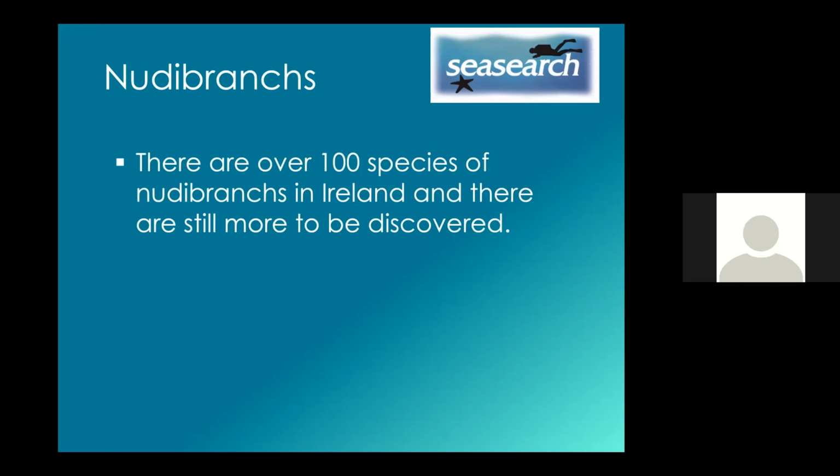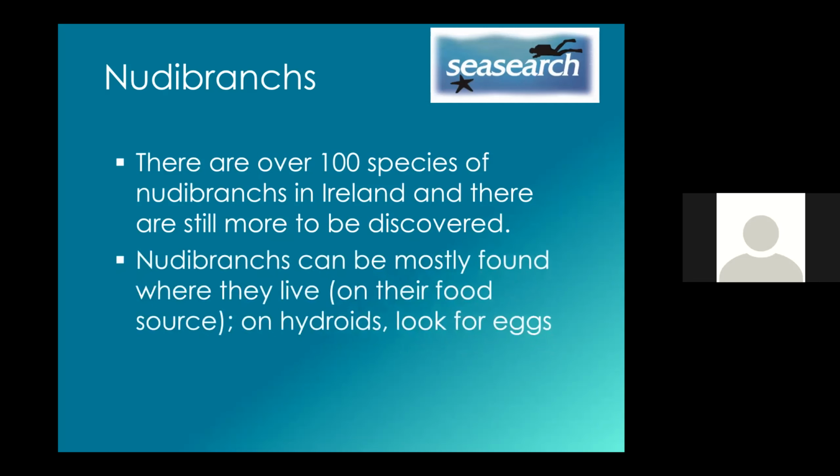What is important to know about them is how to find them and how to identify them. So first, again, they're more common than you think, and they can be mostly found where they live, on their food source, on hydroids. Look for eggs that are white and can be easily found. And also, for Sea Search purposes, we're not looking for brilliant pictures. We're not looking for pictures that you would enter into a photo competition. But if you have a great messy picture, as long as the nudibranch is sharp and you can clearly see it, perfect.